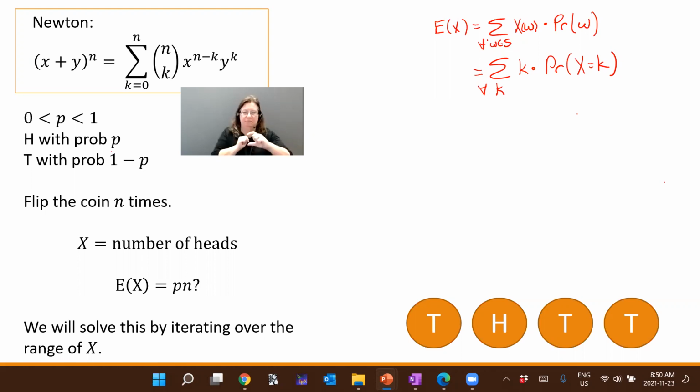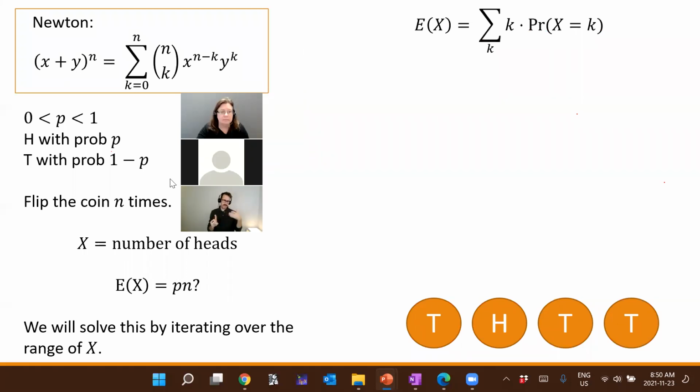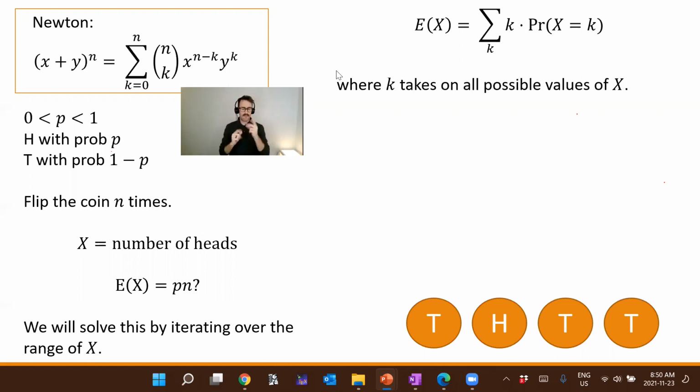All right, other questions? Okay, so yeah, out of those two, we're going to use the one where we iterate over the range, and we will try to find the expected value that way.